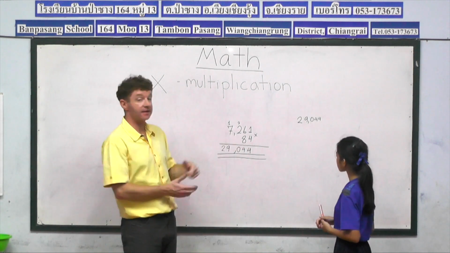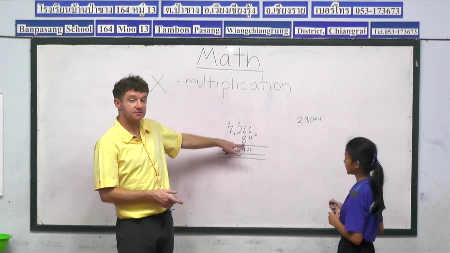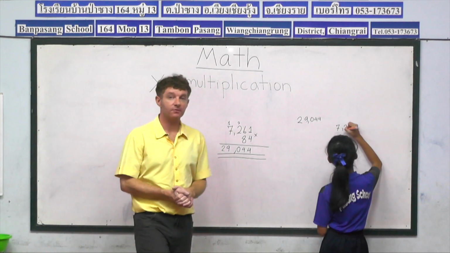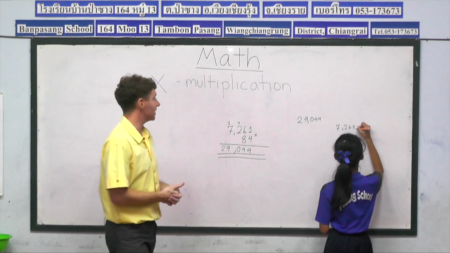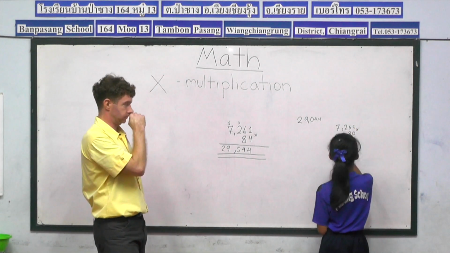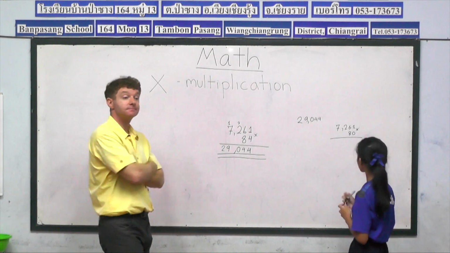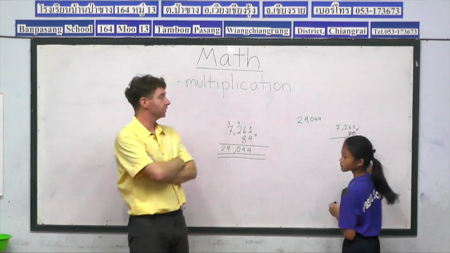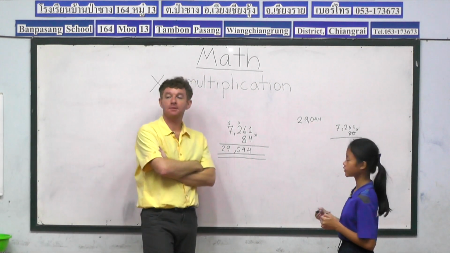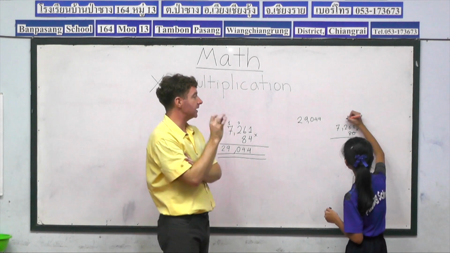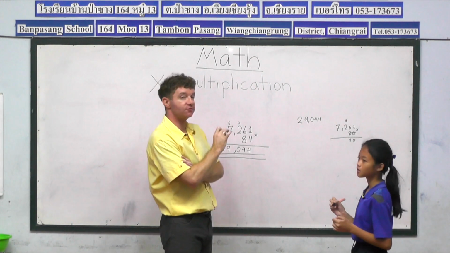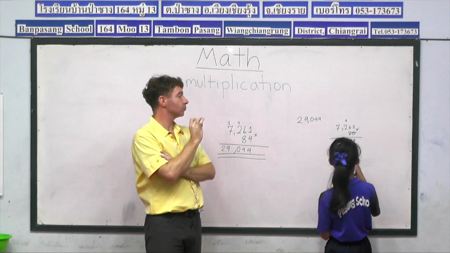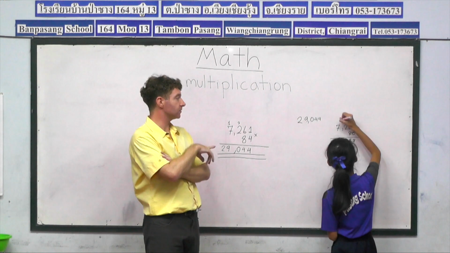Now to do our tens. How many tens do we have, guys? 8. So it's 7,261 times 80. And what do we do with the 0? Delete the 0. 8 times 1? 8 times 6? 48. So let's write the 8, carry the 4. 8 times 2 plus 4, 20. 0, carry the 2.